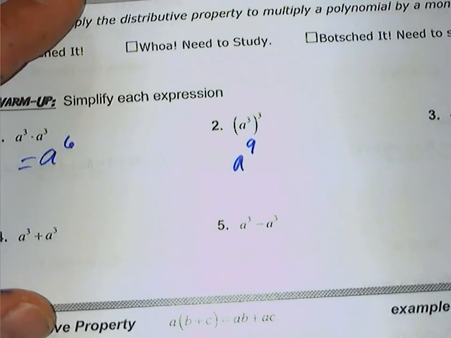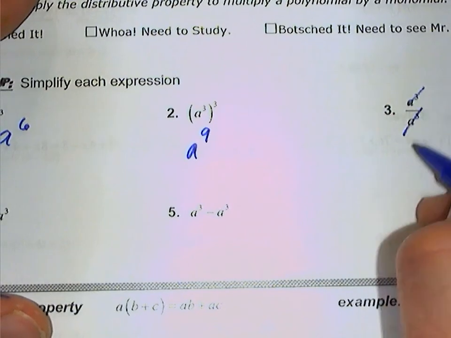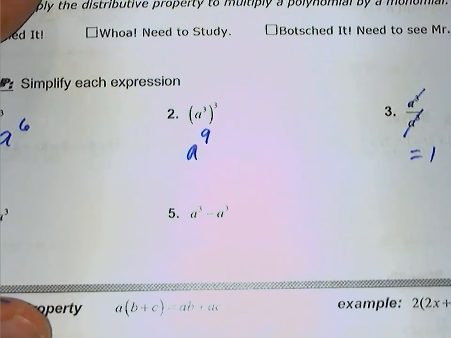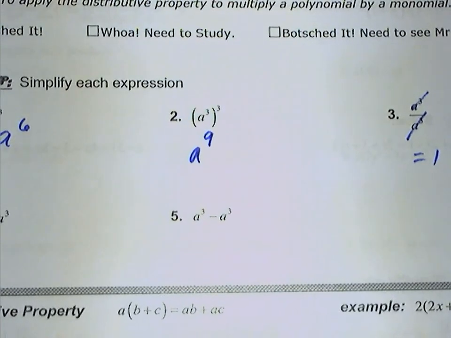Number 3, I have a cubed divided by a cubed. A cubed divided by a cubed just completely reduces and gives you 1. If you subtracted those exponents, 3 minus 3 is 0, and a to the 0 is 1 as well.